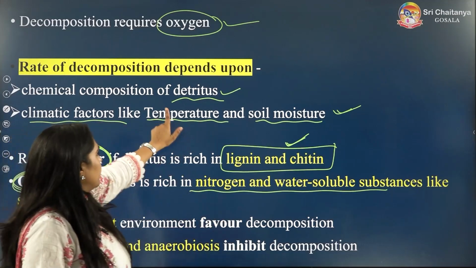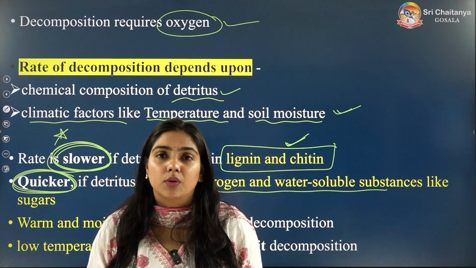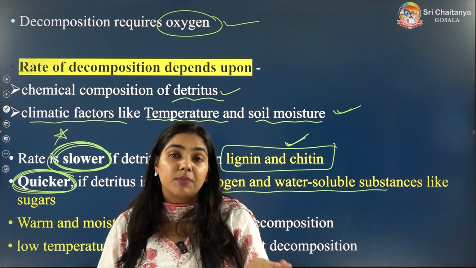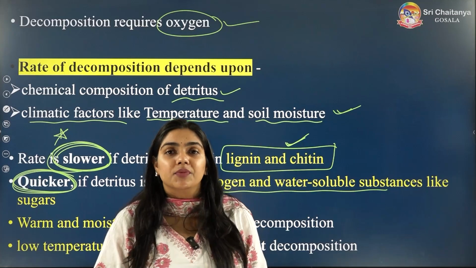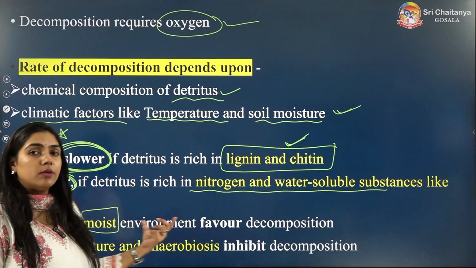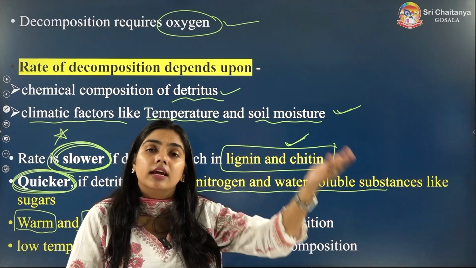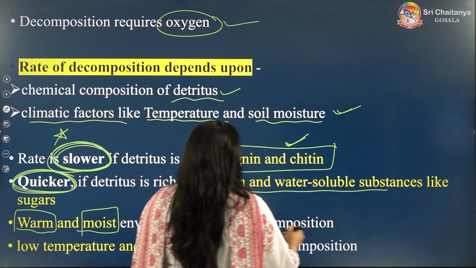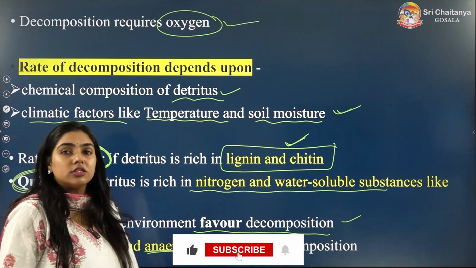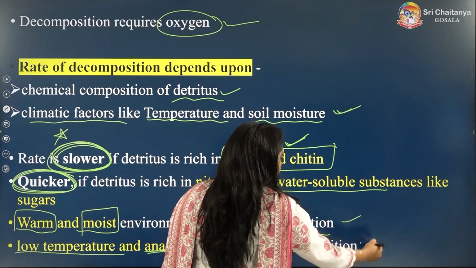Next point is about the climatic factors. So if the temperature is very high, decomposition will be high. See, when we keep our items in the fridge, at a low temperature they will be preserved, right? They will not be spoiled, right? Now, warm means high temperature and moist condition. The soil moisture is more here. There are not dry conditions, moist conditions are there. So then it is going to favor the decomposition. Whereas on the other hand, low temperature and anaerobiosis means less oxygen is there and moisture content is also not there. That is going to inhibit decomposition.